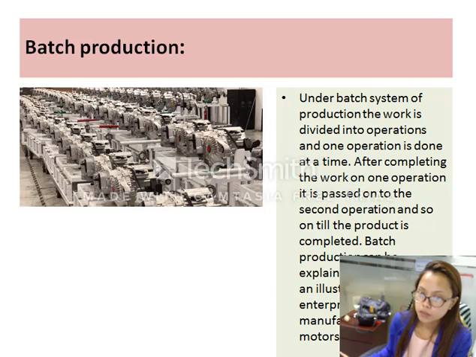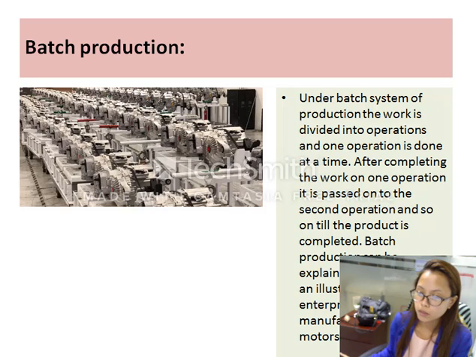Under batch system of production, the work is divided into operations, and one operation is done at a time. After completing the work on one operation, it is passed on to the second operation, and so on, till the product is completed. Batch production can be explained with the help of an illustration.